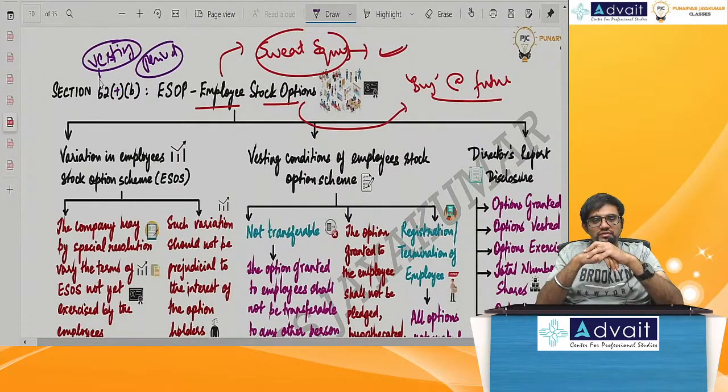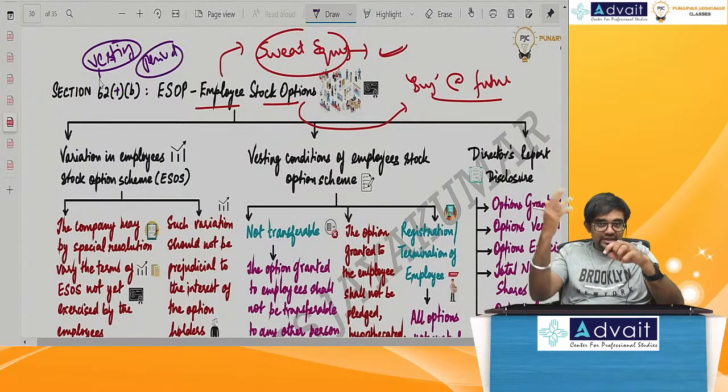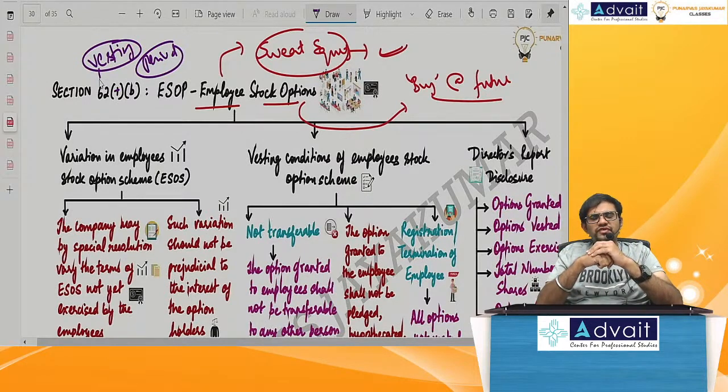During the vesting period, what will happen? The employee will be in a position to bargain later, where he can purchase the shares 2 years later. But what is the benefit for the company? That this employee will stick around.